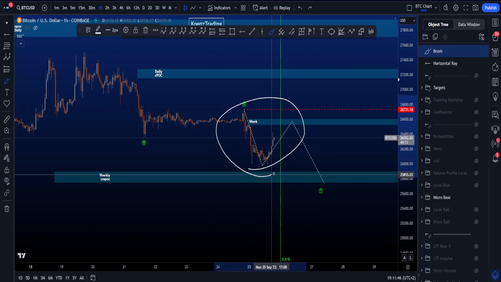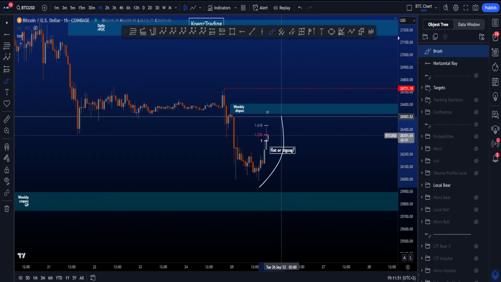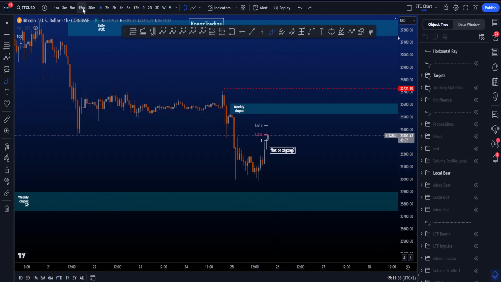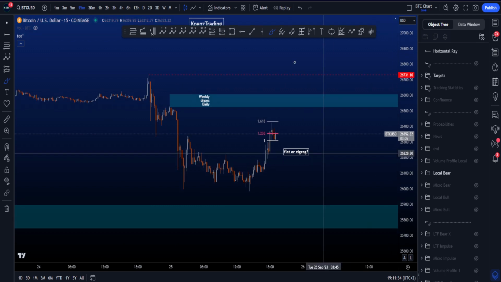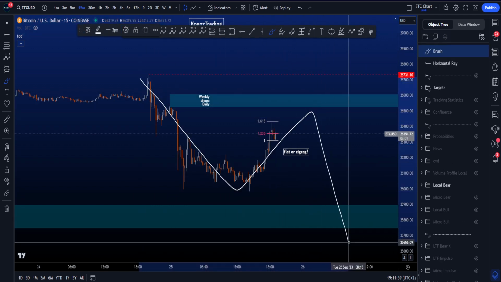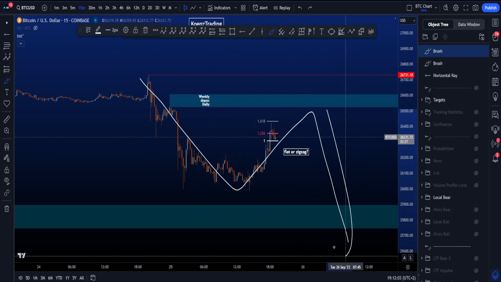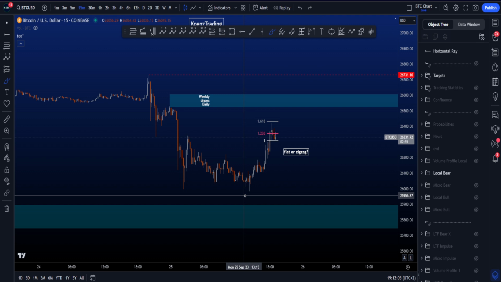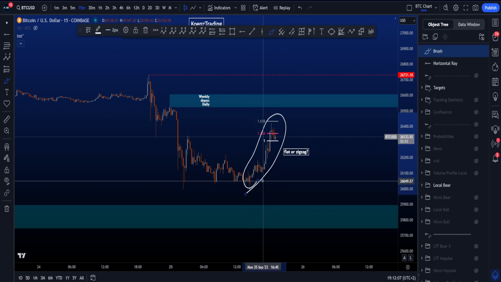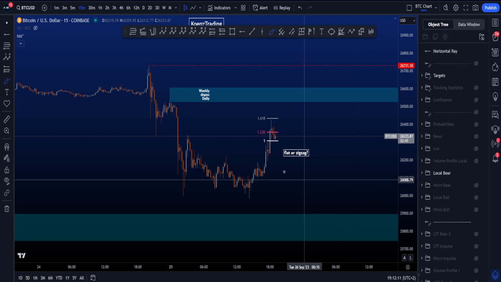And if we then zoom in to this particular structure over here, then basically we want to see a 3-wave structure on the lower time frames and not a 5-wave move. And that is a big difference, because now we are looking for a 5-3-5: 5 waves, 3 waves, and then another 5-wave move to the downside, meaning this structure to the upside should be part of a 3-wave move, either a flat or a zigzag.